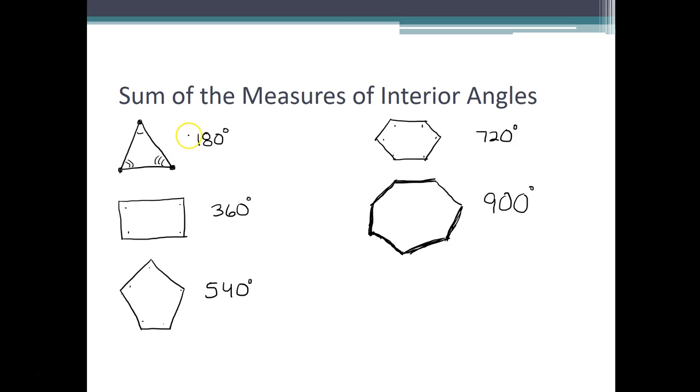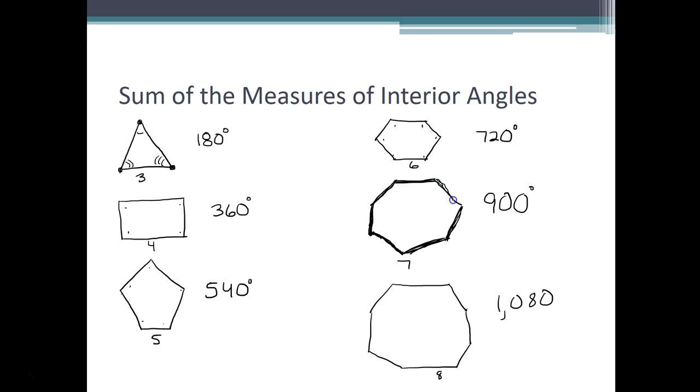You know, we have 3 sides here, 3 angles. We have 4 sides, 4 angles here. 5 sides, 5 angles here. 6 sides, 6 angles here. 7 sides, 7 angles here. Tell you what, octagon, let's go ahead and draw that in. Maybe a stop sign. That's going to add up to 1080 degrees. You know, 8 sides, 8 angles here.